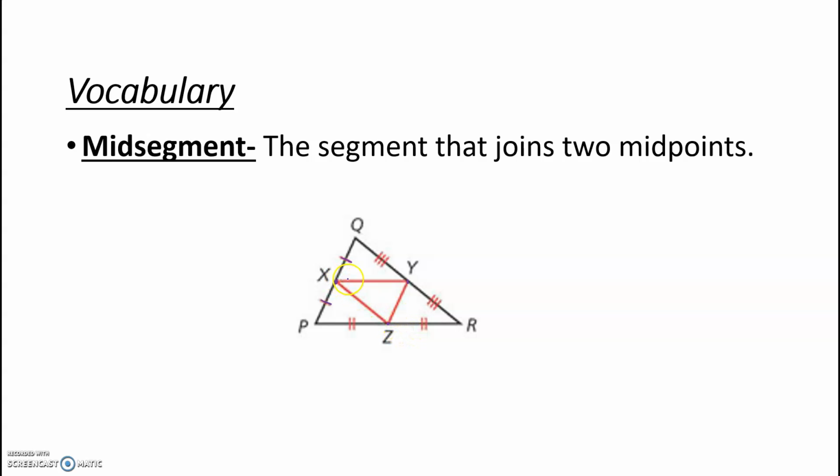So notice we actually have three midsegments in this picture. XY is a midsegment because it's connecting two midpoints. YZ is a midsegment because it's connecting two midpoints. And XZ is a midsegment because it's connecting two midpoints. So a midsegment is a segment that connects midpoints.